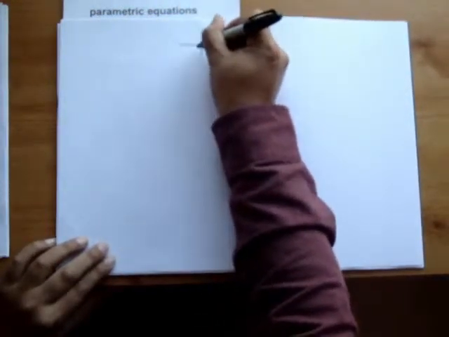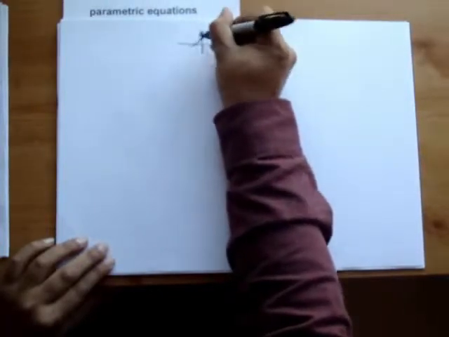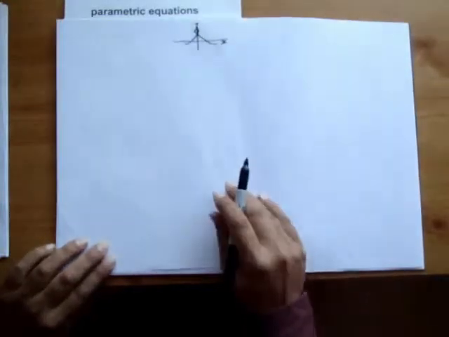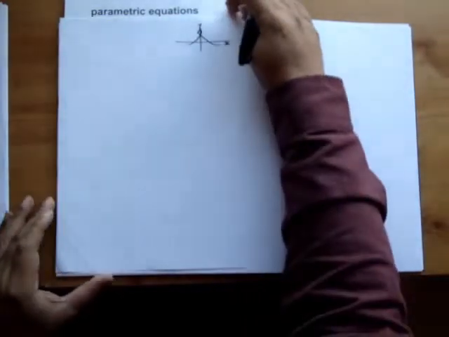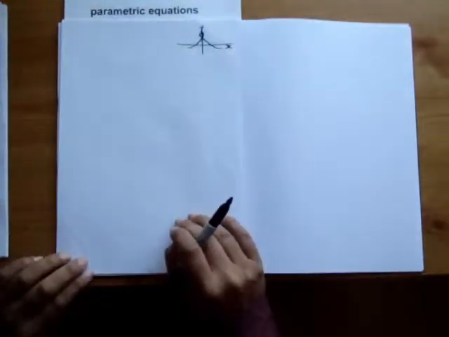So if we have a curve like, say, like that, where that's the x-axis and that's the y-axis, then it's quite hard to define that as y equals some function.